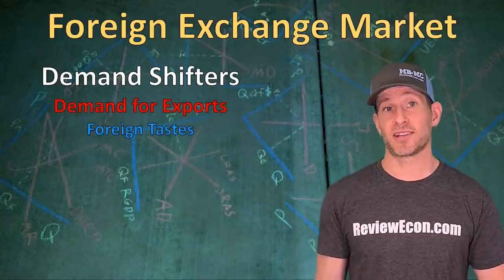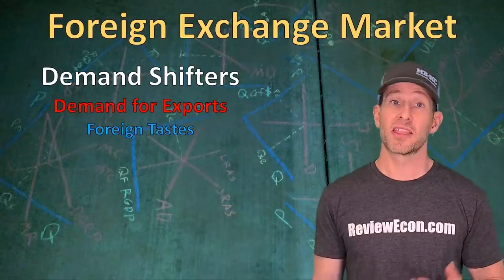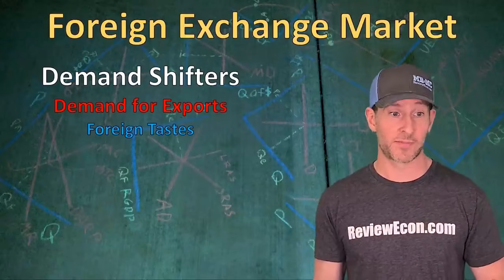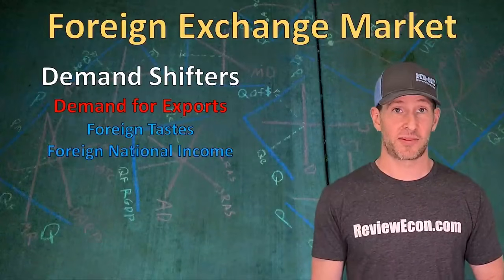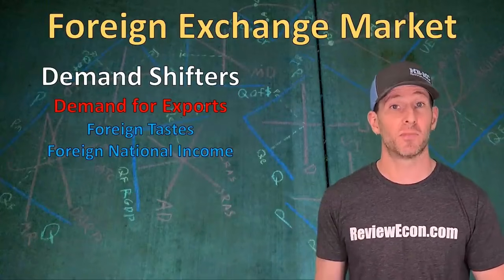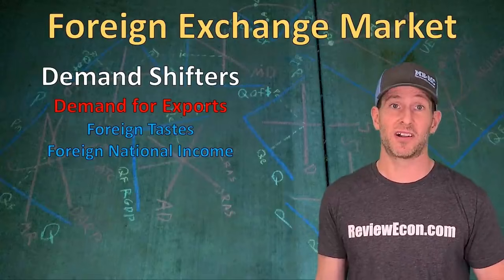First of all, we have foreign taste. If consumers in foreign countries want more US goods, they will demand higher quantities of US dollars at every exchange rate. The next one is foreign national income. If foreign people have more income, they will buy more of everything, including more US goods. And with that, they'll demand higher quantities of US dollars.